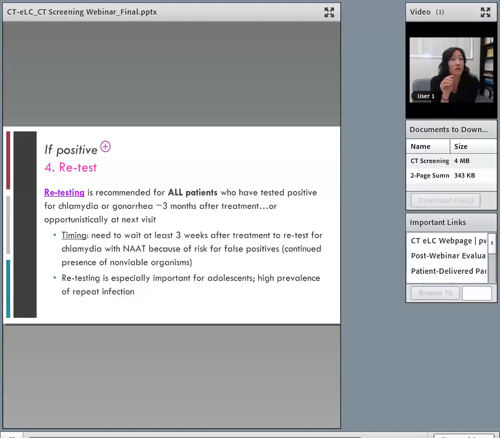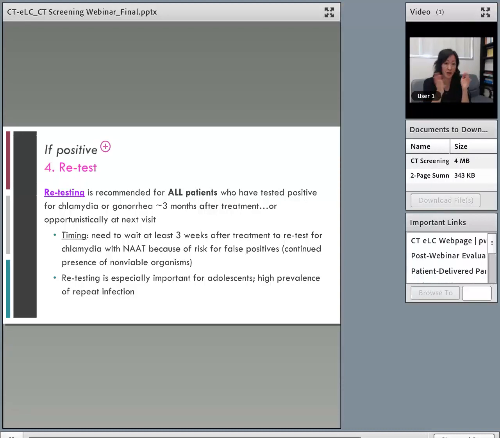And so point number 4 in terms of what to do with a patient who's positive for chlamydia is retesting. This is one of the most important pieces of this whole puzzle in terms of controlling chlamydia infection rates. It's recommended for all patients who test positive for chlamydia or gonorrhea, and also trichomonas, just to throw it in there, 3 months after treatment. Or you could test someone, if they're not going to be coming back at 3 months, but they came back at 2 months, or they came back at a month, it's fine to test them opportunistically when they show up.